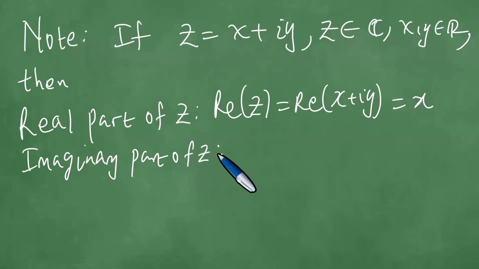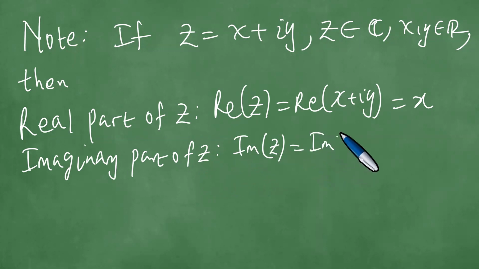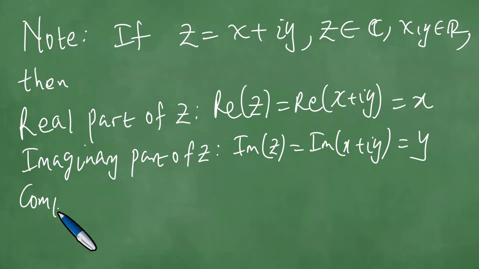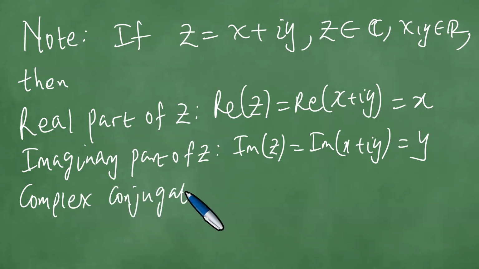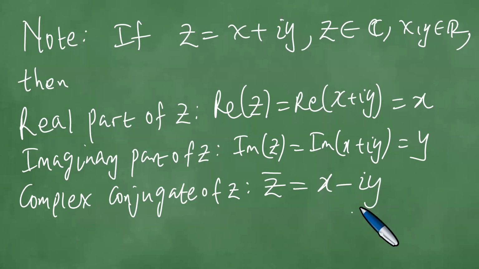The imaginary part of that is the imaginary part of x plus iy, which is just the coefficient of i. And then there's something we call the complex conjugate of Z. Right, so Z is x plus iy, and therefore its complex conjugate is x minus iy. Okay, so these are some of the properties that we shall learn very much into.